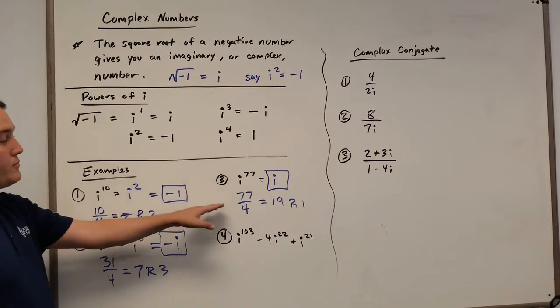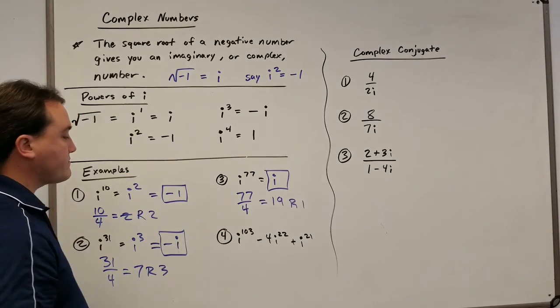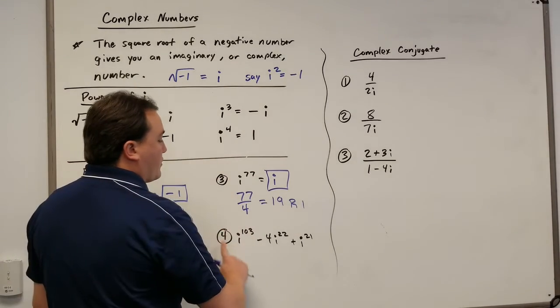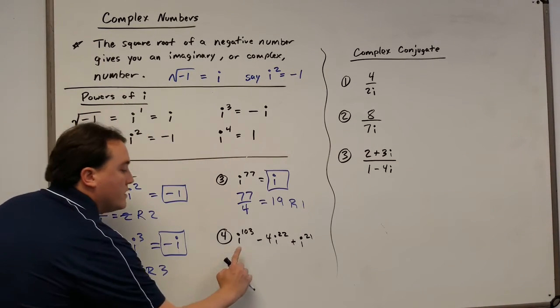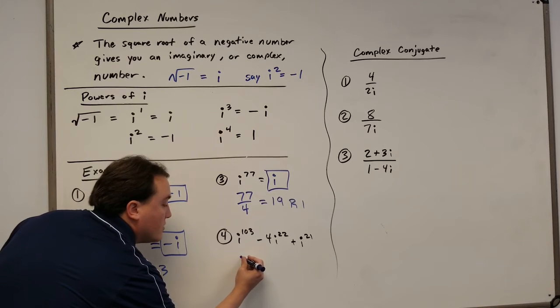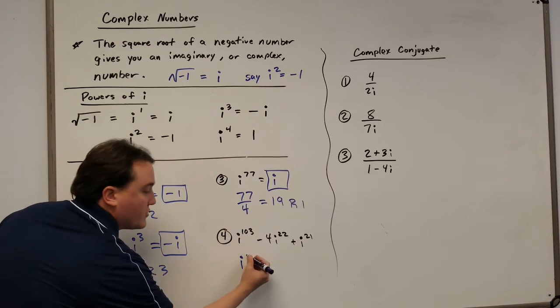If it's divisible by 4, so say this was perfect, the answer would be 1. They can make these a little bit harder, right? By putting multiple into one equation. So we can reduce this down now. 4 goes into 103, well, it goes into 100, so there's a remainder of 3.